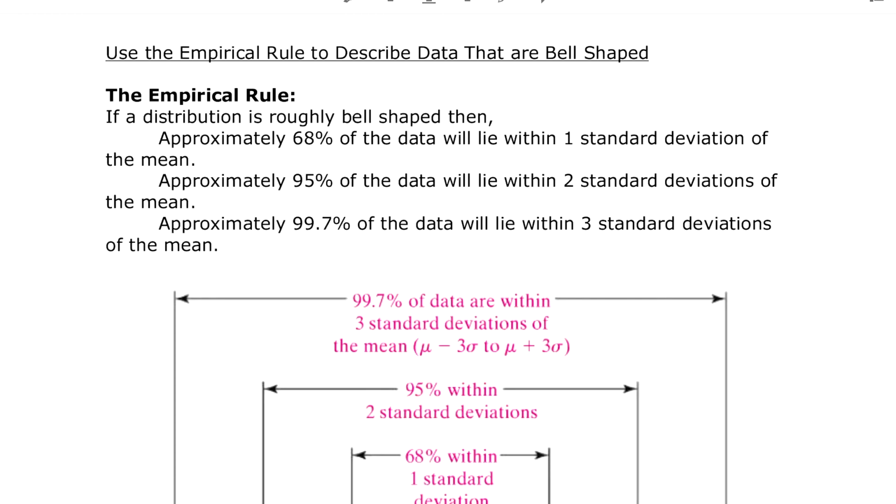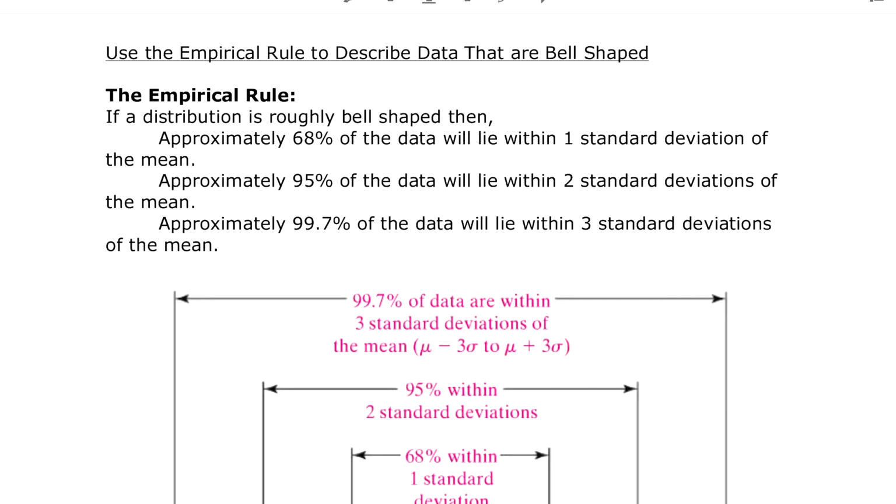Okay. So this empirical rule is only going to apply to data that is bell-shaped. And what it says is that approximately, and that's key, it's approximate, approximately 68% of the data will lie within one standard deviation of the mean. Approximately 95% of the data will lie within two standard deviations of the mean, and approximately 99.7% of the data will lie within three standard deviations of the mean.